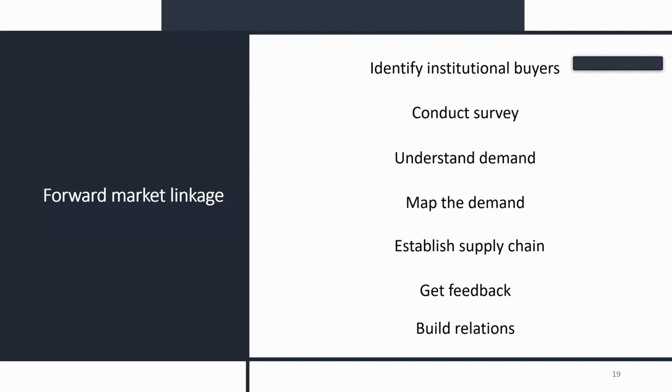Once we know the actual demand, based on that we can map the demand with the supply of vegetables. We can tell the farmers or the vendors that this kind of demand is always there, every day, weekly, monthly, or bi-weekly.